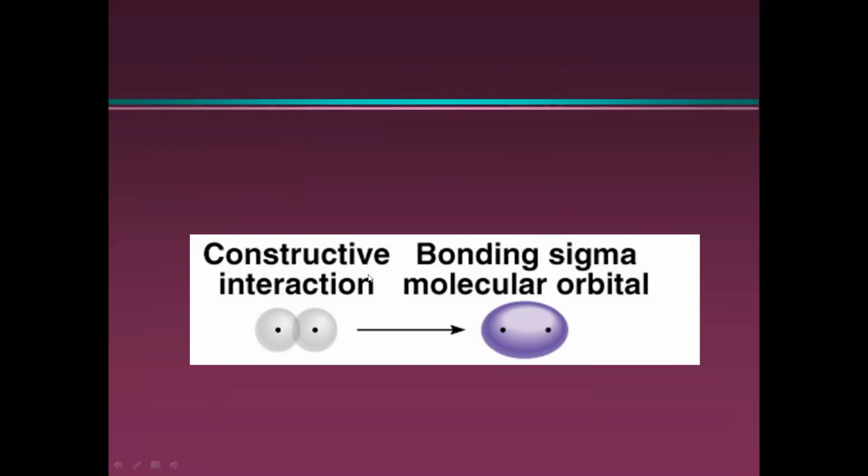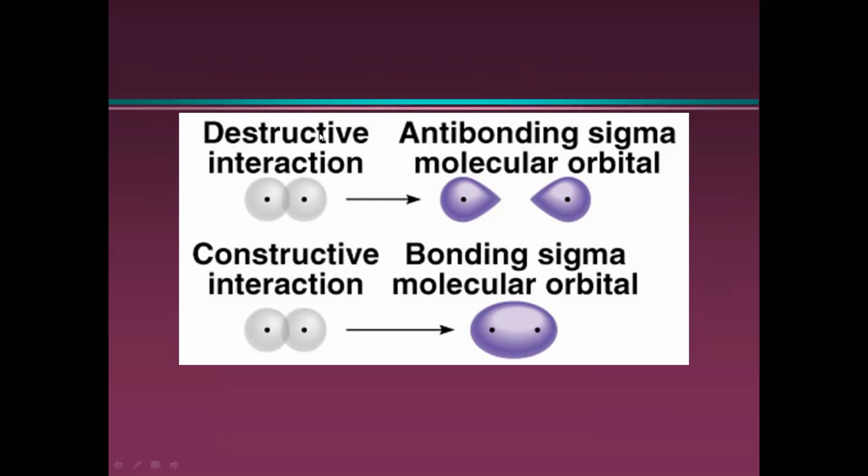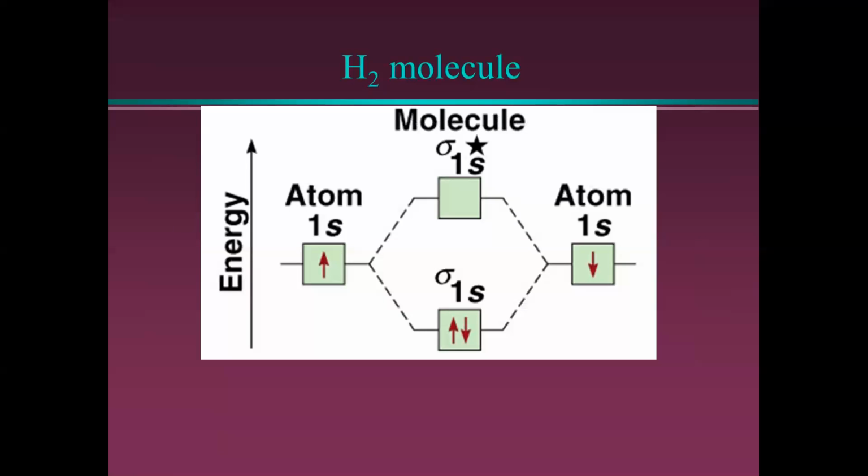So this diagram can show the constructive interaction forms a bonding sigma molecular orbital like this. This constructive interaction will form this kind of bonding sigma molecular orbital. But on the other hand, for destructive interaction, they will form the anti-bonding sigma molecular orbital. You see fewer electrons in between the two atoms.